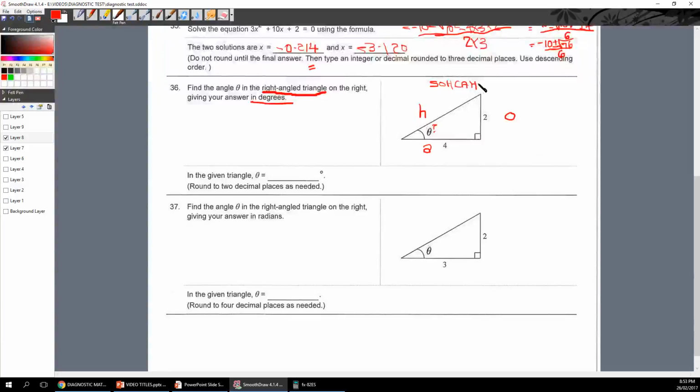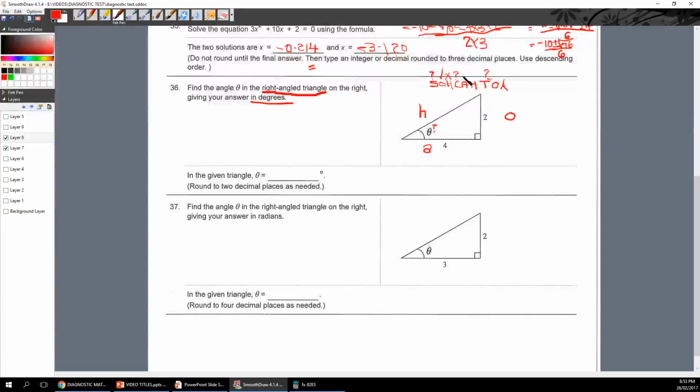SOHCAHTOA, or if you want to pronounce it perhaps differently. Okay, so we want to find theta, which is either one of these angles here, because it's not a distance. So we'll put a question mark on there, a question mark on there, and a question mark on there. Now what do we know? We know the opposite. Do we know the hypotenuse? No, we don't. I'll put a cross there.